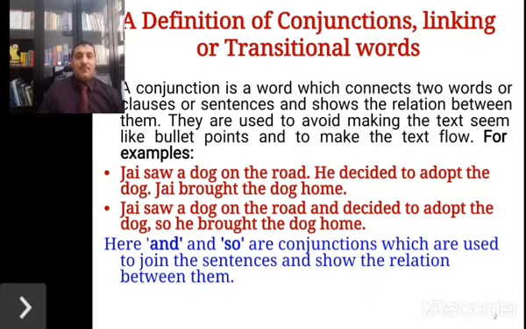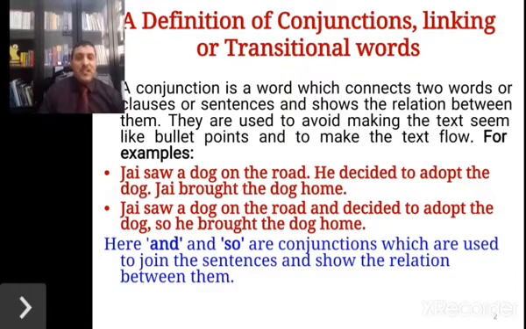For example, here we have an example: Jay or Ali or Ahmed, whosoever, saw a dog on the road. He decided to adopt the dog. Ali or Ahmed or Jay brought the dog home. So here some breaks are there. There is no coherence, there is no connection between the sentences, and the ideas are broken as well.